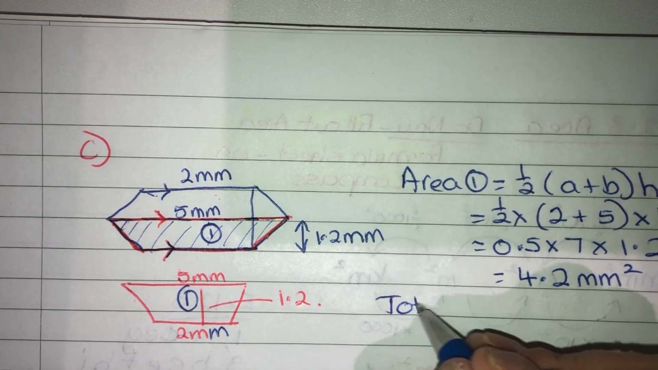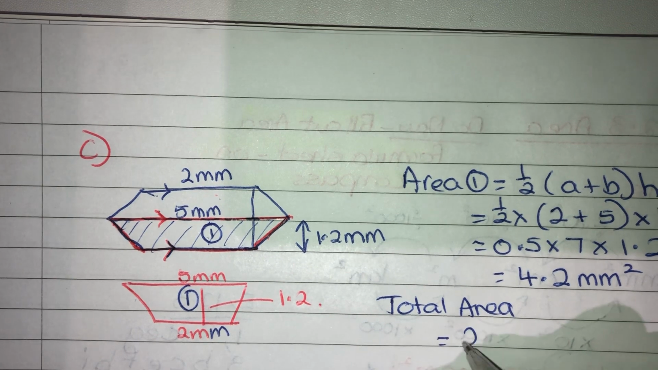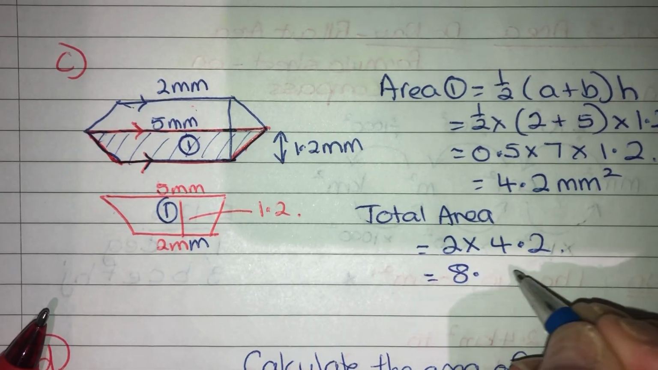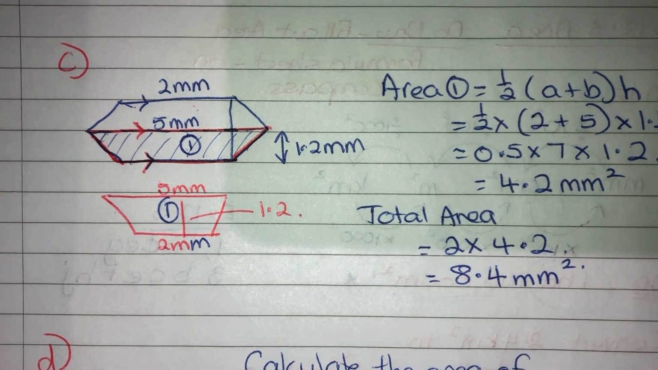So total area this time is going to be 2 times 4.2. So your total area for this question is 8.4 millimetres squared.